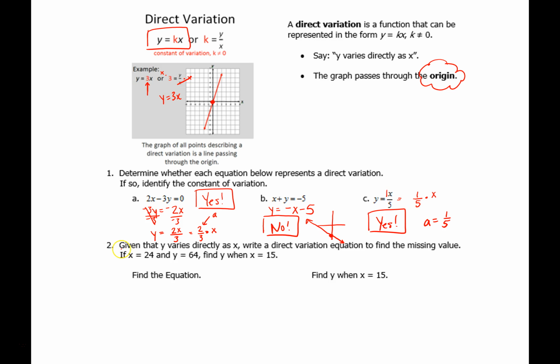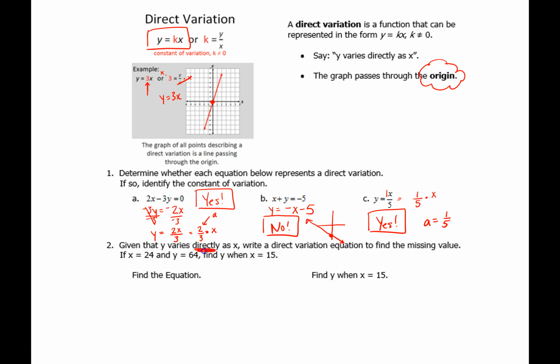Okay, so let's try a problem now. Problem number 2 says, given that y varies directly as x, write a direct variation equation to find the missing value. If x is equal to 24 and y is equal to 64, find y when x is equal to 15. Okay, so step 1 is we need to find the equation.